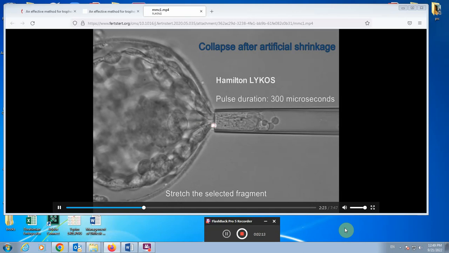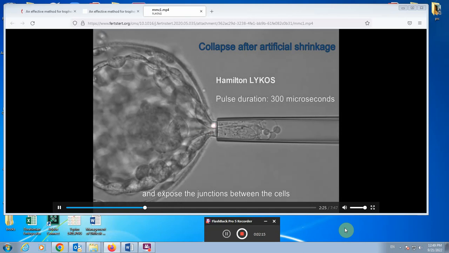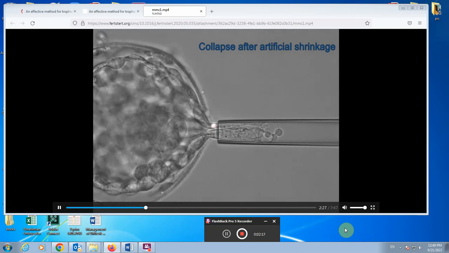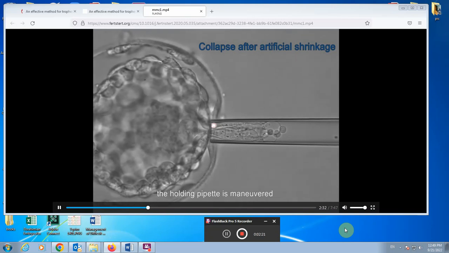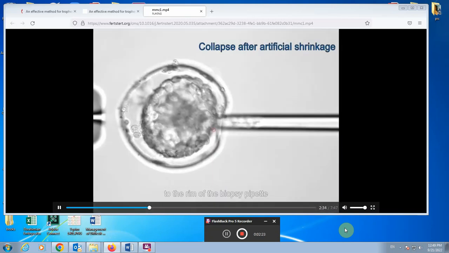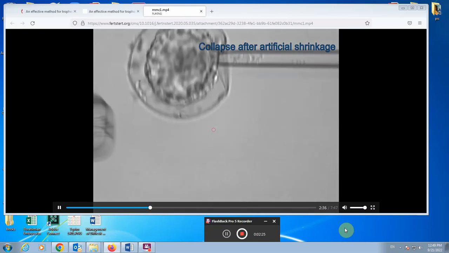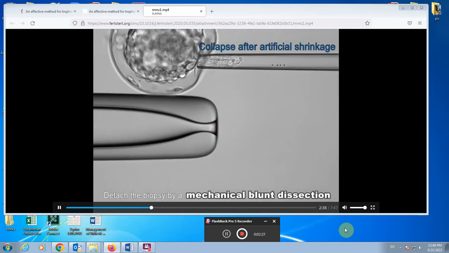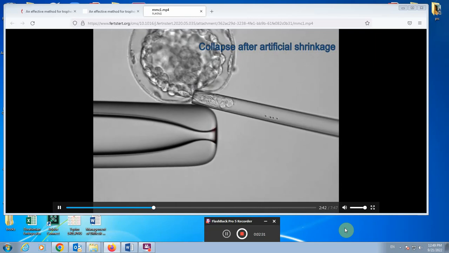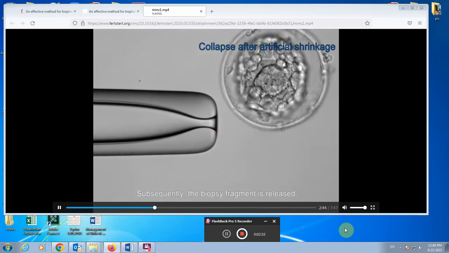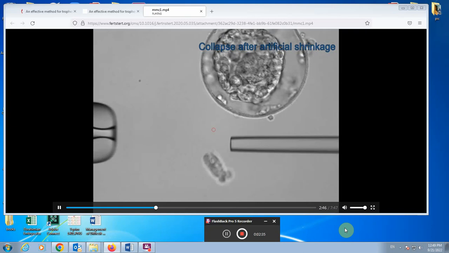Stretch the selected fragment and expose the junctions between the cells. After 3 laser pulses, the holding pipette is maneuvered to the rim of the biopsy pipette. Detach the biopsy by a mechanical blunt dissection. Subsequently, the biopsy fragment is released.